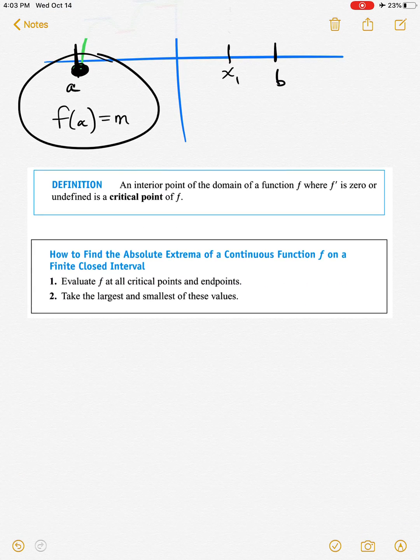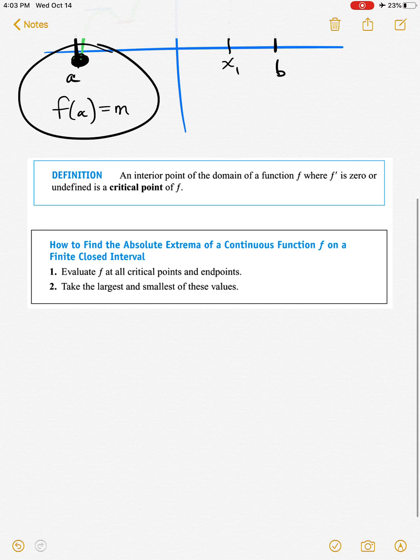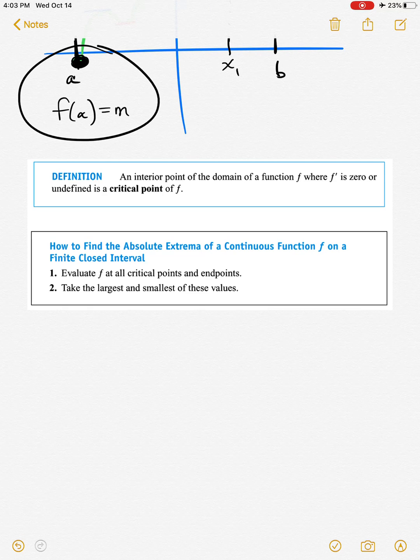All right, done with you. So let's say it's time for me to actually go through some functions and calculate what the extrema are. What I need to do first is find out what my critical values are, what my critical points are.